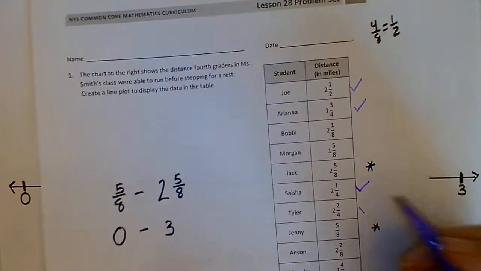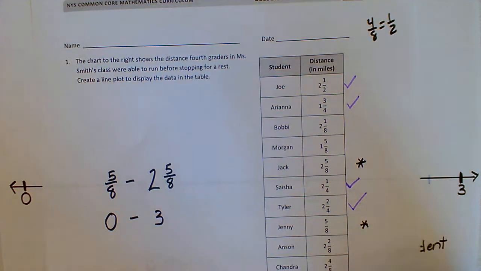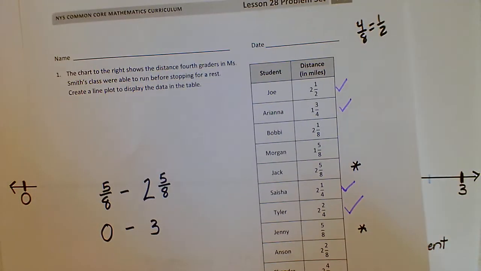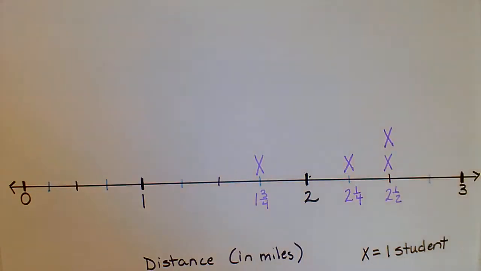All right, let me finish my check for Tyler. And then I don't have any more fourths. So now I'm going to go back and I'm going to put in my eighths into the graph. Oh, sorry, into the line plot.